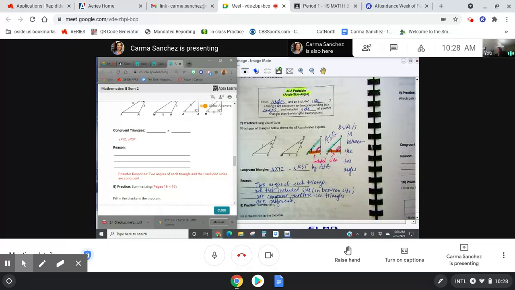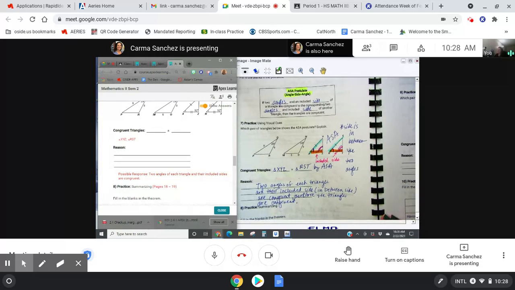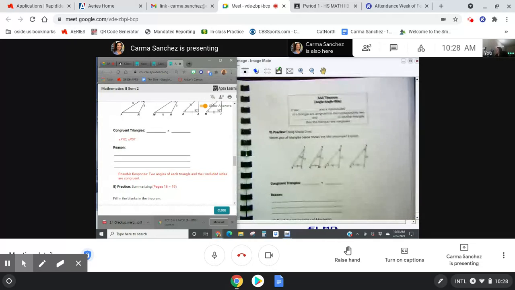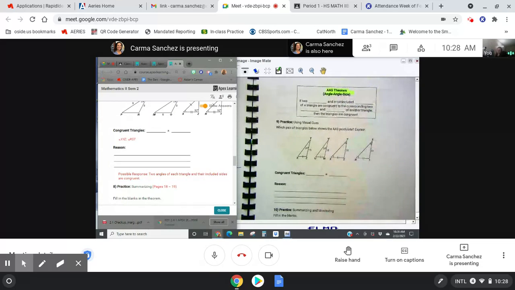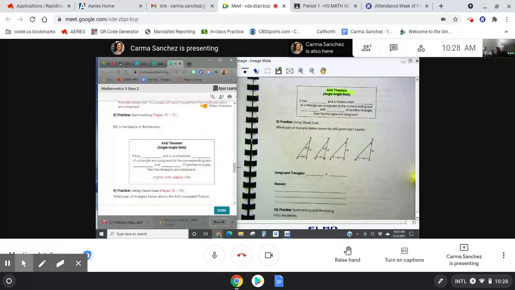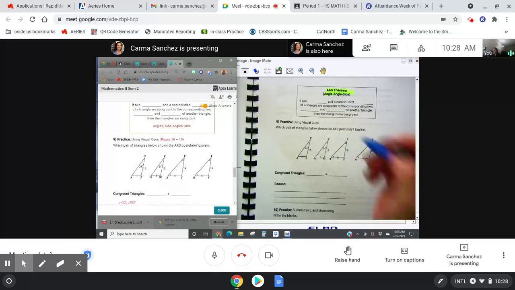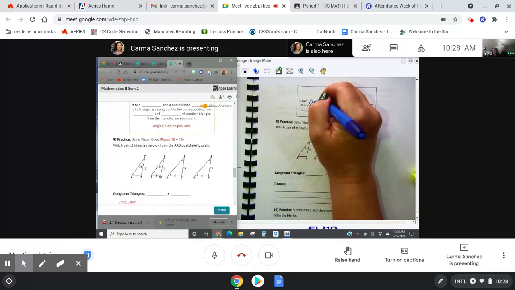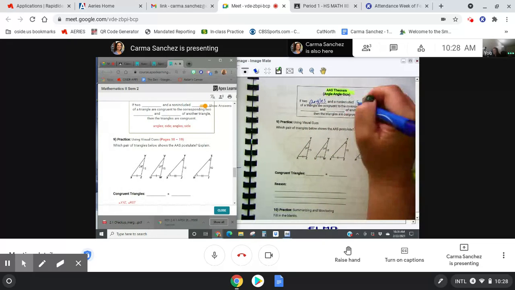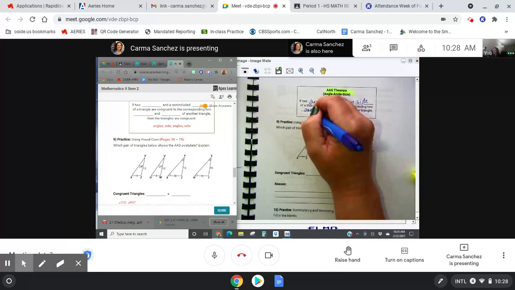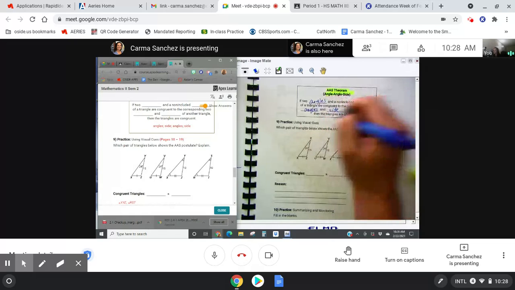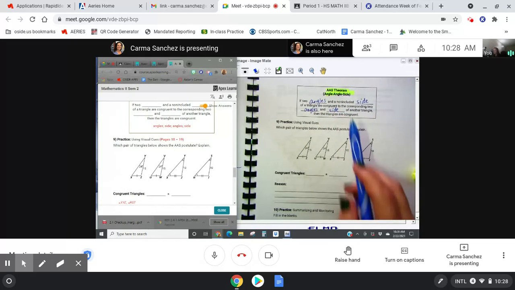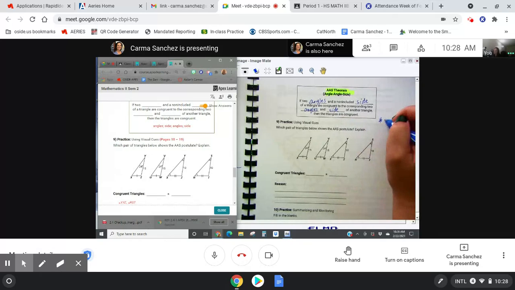All right, last but not least is our AAS, angle side. It says that if 2 angles and a non-included side of a triangle are congruent to the corresponding two angles and non-included side of another, then the triangles are congruent. So this time, this side does not need to be in between.